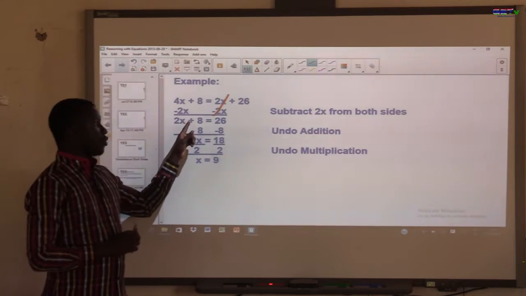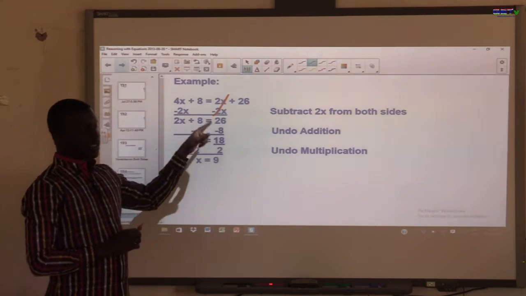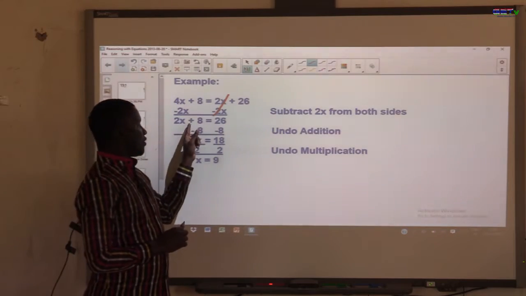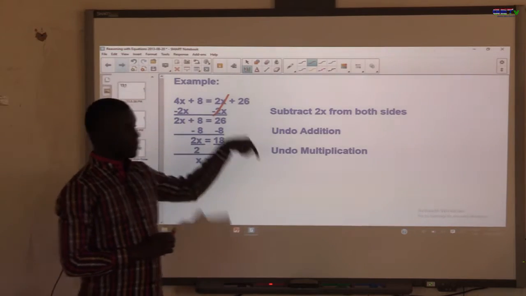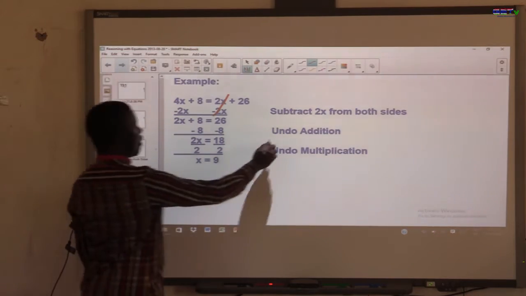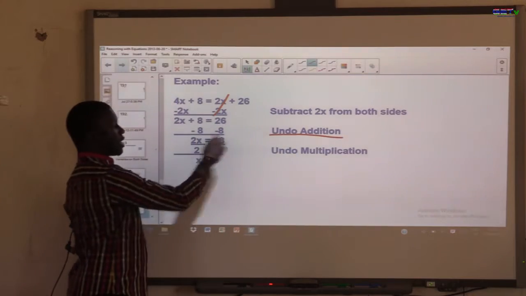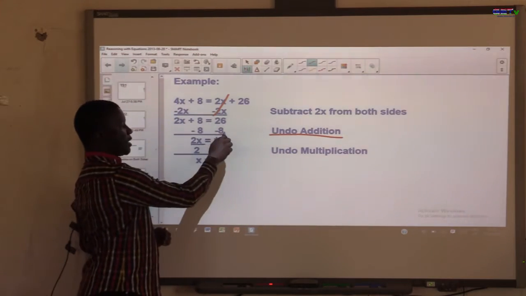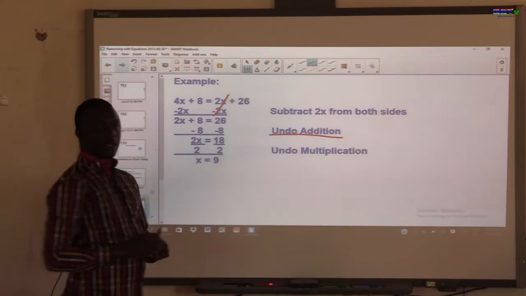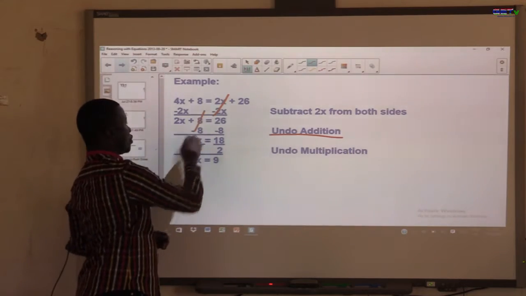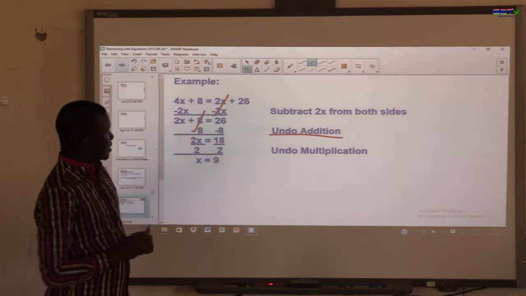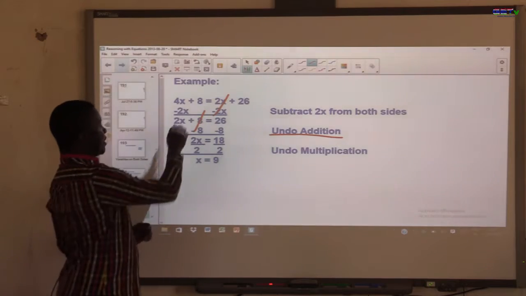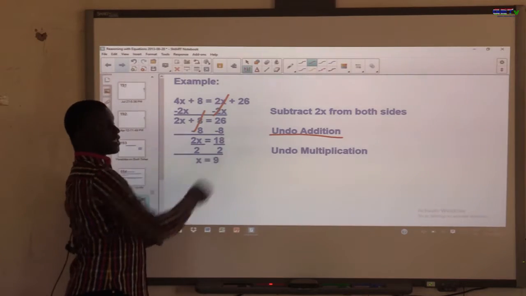We also need to undo this positive 8. The reverse of the operation here, addition, is subtraction. So in undoing the addition, we must subtract 8 from both sides. Subtract 8 on the left-hand side, and subtract 8 on the right-hand side. That also undoes this positive 8. Then we have 2x equals 18.